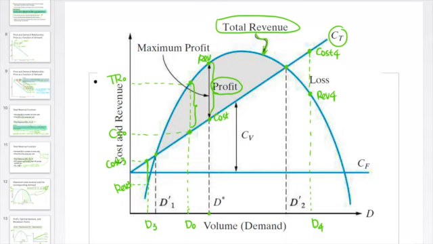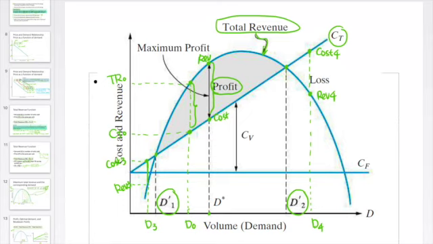You only want to stay in the gray area where you're making profit. Your profit is bigger than 0. Your revenue is higher than your cost, no matter at what demand, within this gray area. Interesting, right? Okay, so we know that there is a range of D1 prime and D2 prime. Between these 2 points, you are going to be within the gray area.